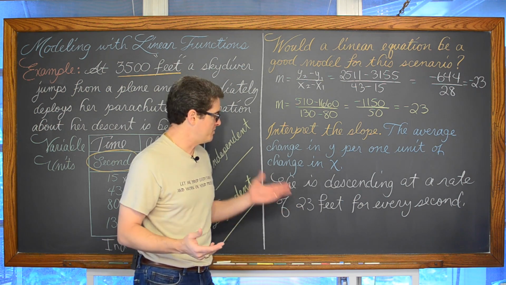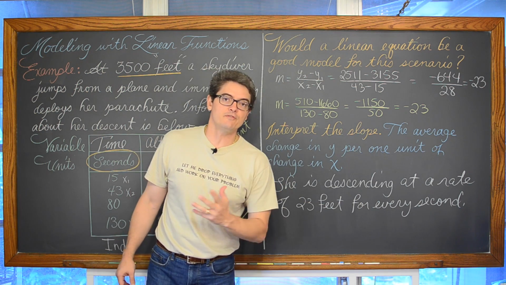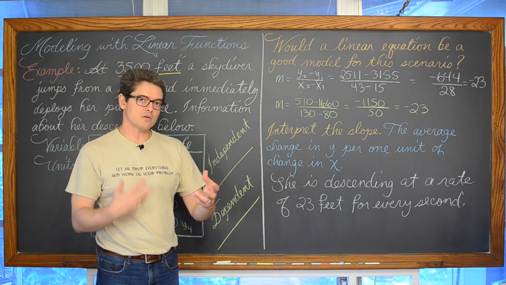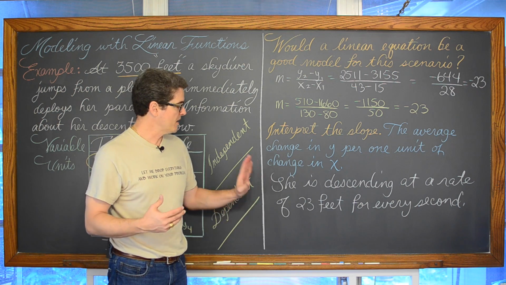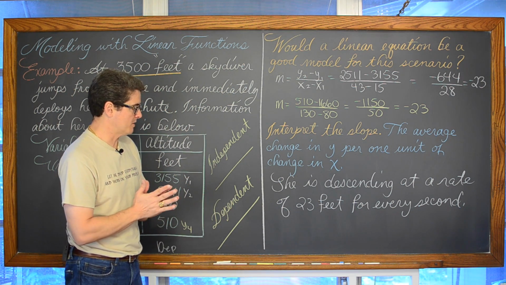So that would be incorrect. It would be incorrect to say she's descending at a rate of negative 23 feet per second, because those two negatives again would cancel each other out. So that's another way of wording or coming up with an interpretation of the slope for this problem.